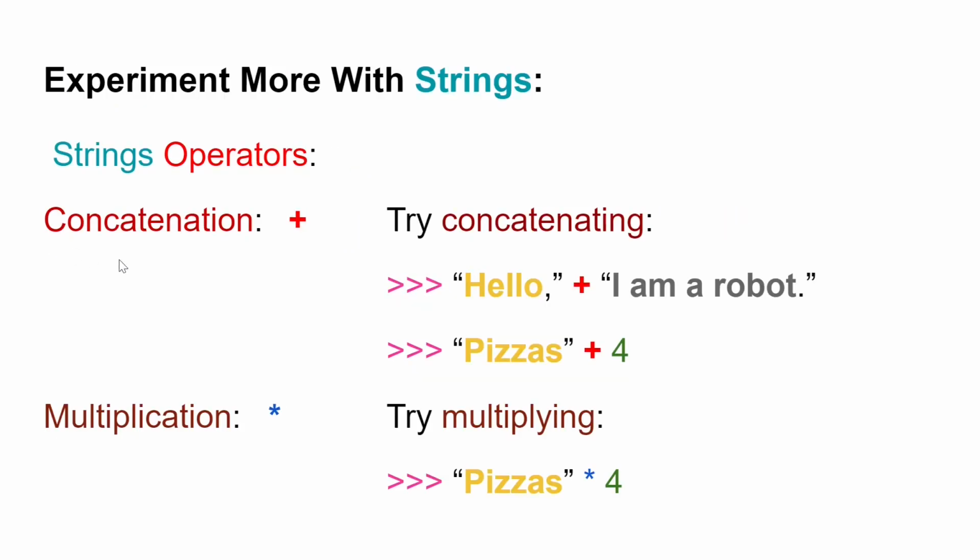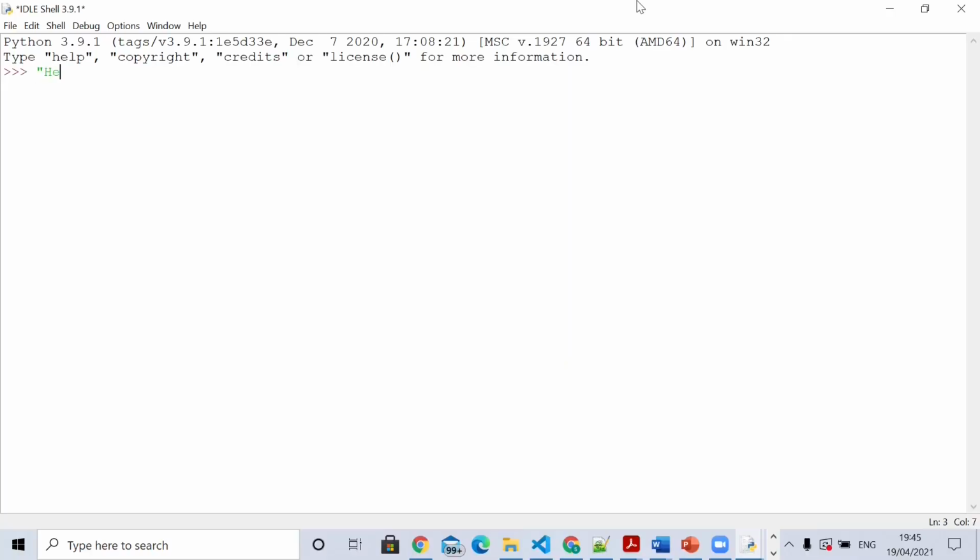We've already learned about concatenation in the previous episodes, but just to do a little recap, I'm going to try it here. So we can try to concatenate hello and I am a robot, and pizzas plus 4. So let's try this out in the IDLE shell. And if we press enter, it's going to say, hello, I am a robot.